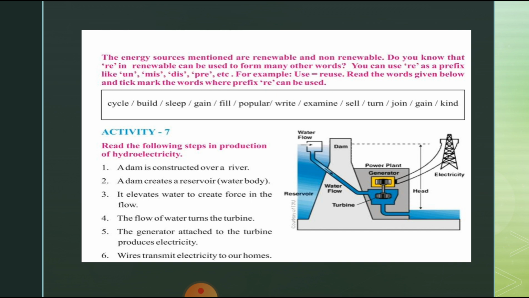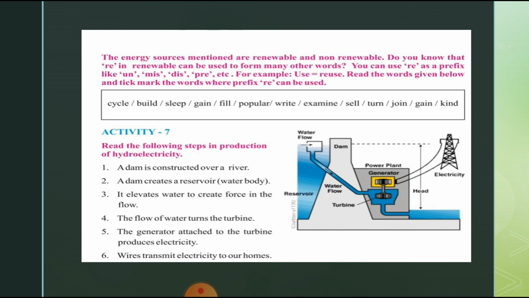You can see a dam is being constructed over the river, and a dam creates a reservoir, that is a water body. You can see the dam they have shown in the picture and mentioned also, and it elevates water to create force in the flow. See how it elevates that water that flows. On the top there is an arrow, water flow is written. From there it goes into the turbine. The flow of water turns the turbine, and this flow, going inside with force, turns the turbine.